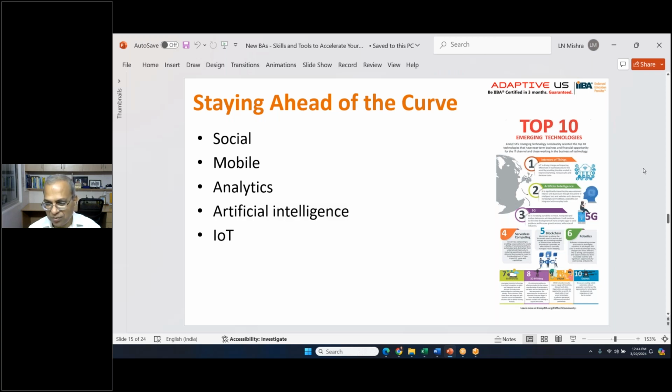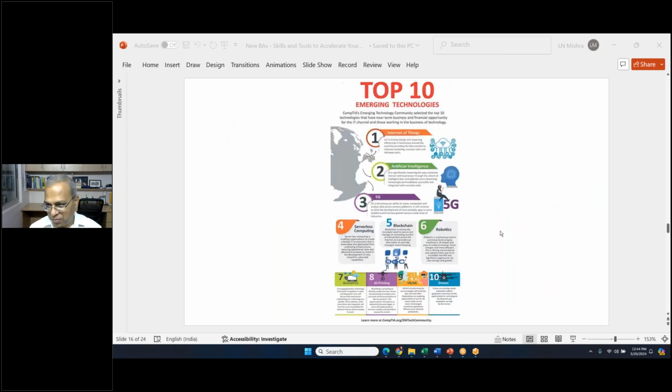IoT is again one more space if you are looking at interfacing with production systems, agricultural systems. So many things can happen because of IoT. Just I put one more image.